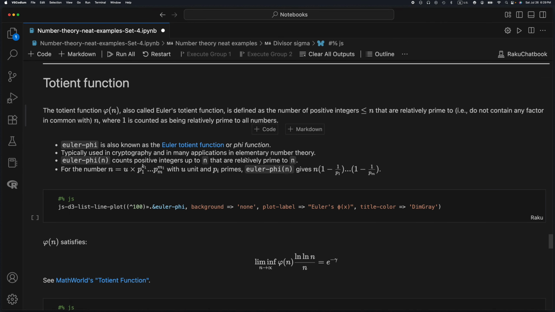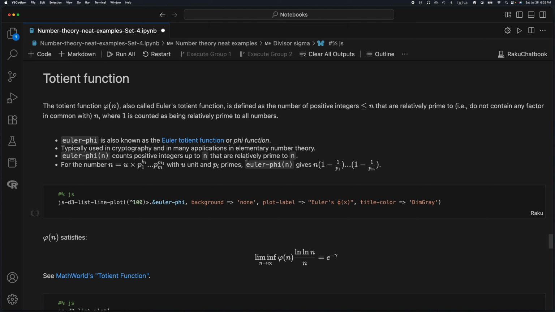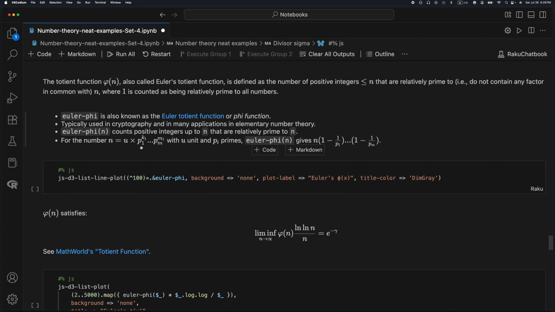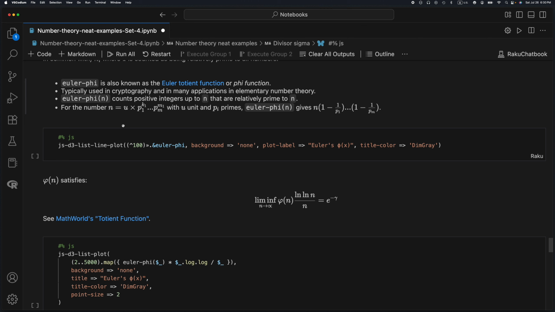But before that, let's talk about the totient function. The totient function phi of n, also called Euler's totient function, is defined as the number of positive integers less than the argument that are relatively prime to it. I think Euler himself used the symbol pi, but Gauss used phi, and I think that's why we say Euler phi. With the expansion of Euler phi into series, we can introduce mathematical analysis into number theory. It's very interesting in general.